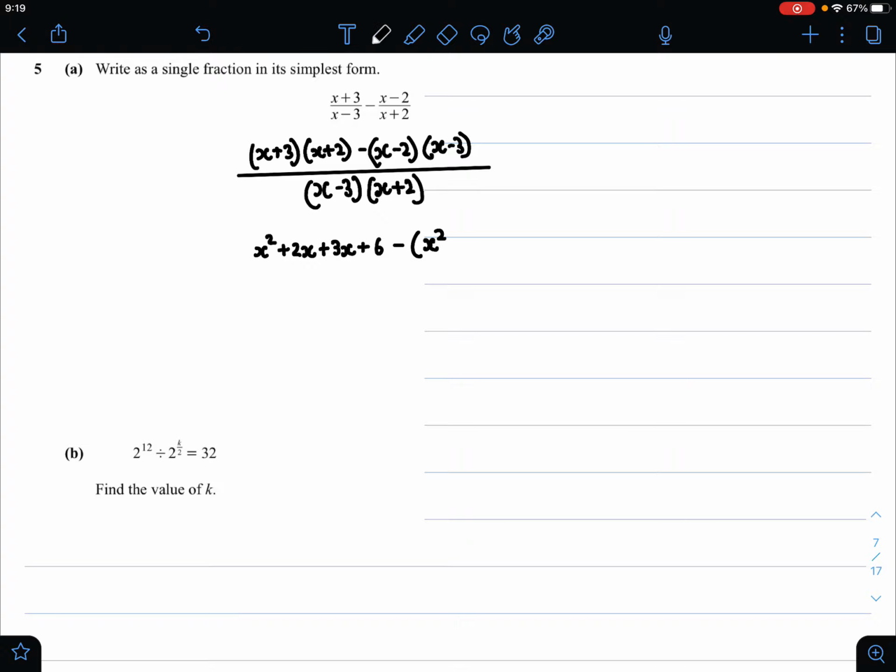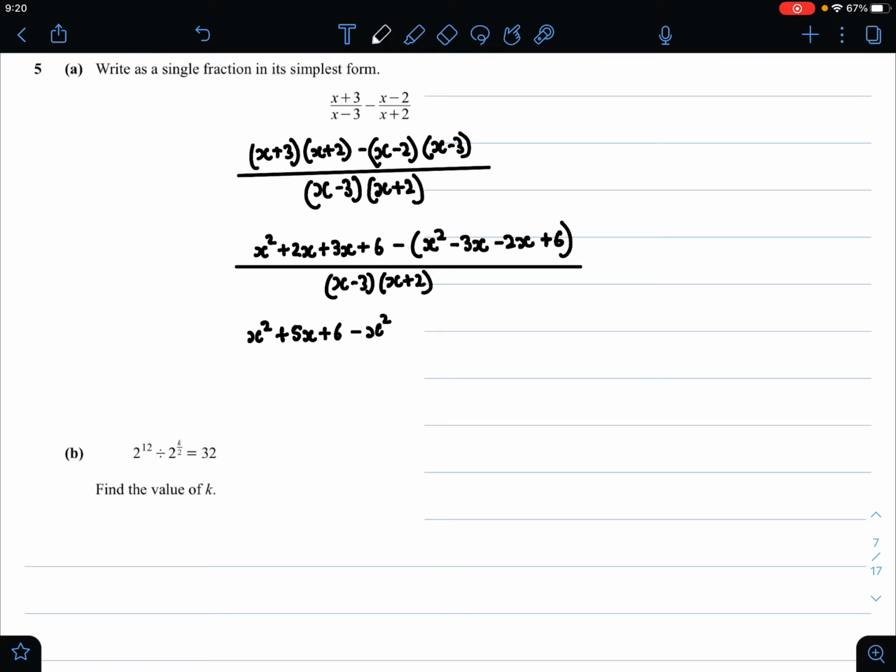Negative 3x, negative 3 multiplied by x is negative 3x. Negative 2 multiplied by x is negative 2x. And negative 2 multiplied by negative 3 is positive 6. So now the whole thing divided by x minus 3 multiplied by x plus 2. Now we need to simplify this. So x square, 2x plus 3x is equal to 5x plus 6 minus x square.